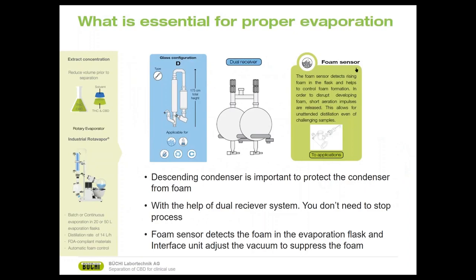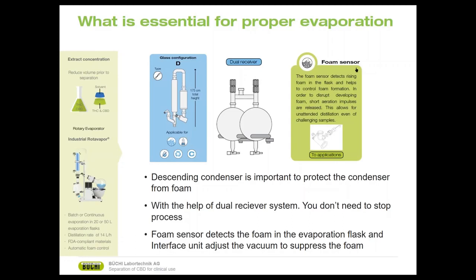If we take a look at what is essential for industrial rotary evaporation, there are three main things that we must consider. First one, a descending type condenser. It is very important to protect the condenser from the foam. The condenser is where your ethanol condenses and distillation is done at this step.